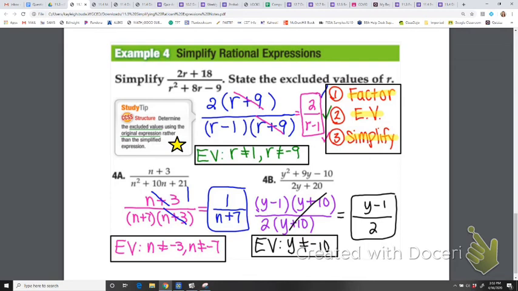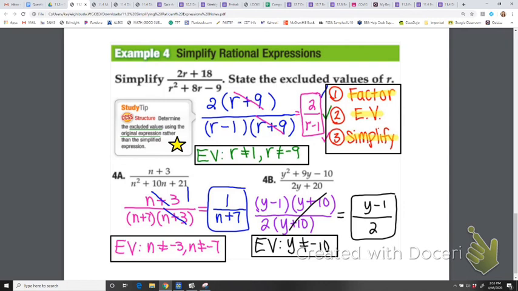So the last 2 examples, 4a, n plus 3 at the top, I can't do anything with that. The trinomial at the bottom you can factor. So 2 numbers that multiply to 21 that add to 10. So that factors into n plus 7 and n plus 3. And here you can cross away the n plus 3s because those are like factors. So you only have a 1 left at the top because everything else is gone, and the n plus 7 underneath. And again, the excluded values come from the pink original problem when it's all factored before you cancel anything out. So n cannot be a negative 3 or a negative 7 down there. Otherwise, that makes it 0.